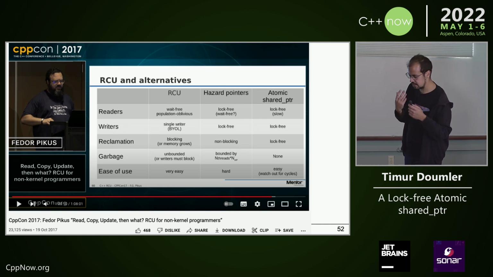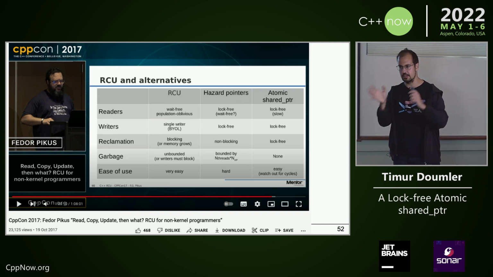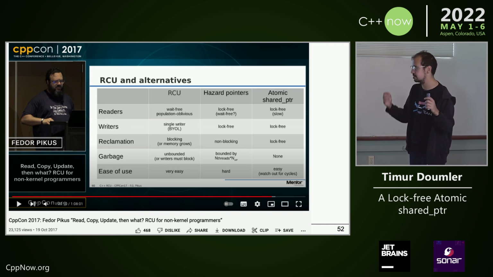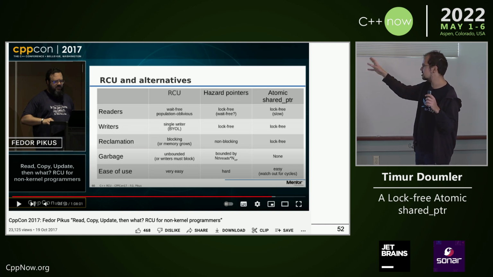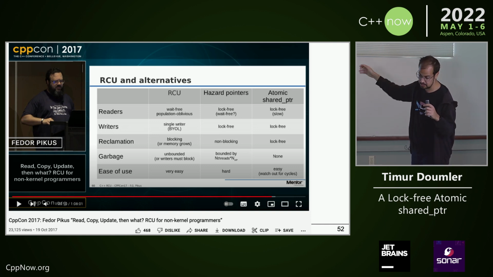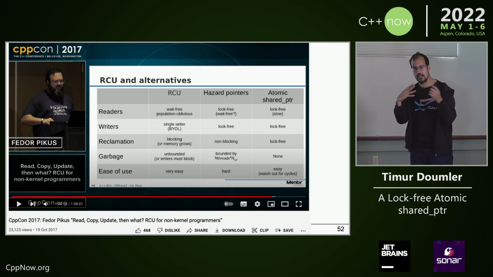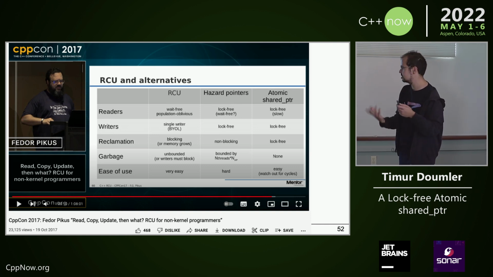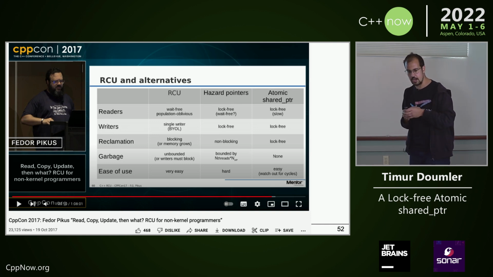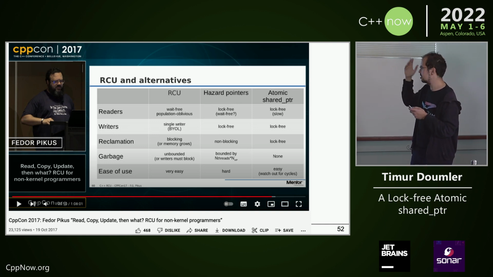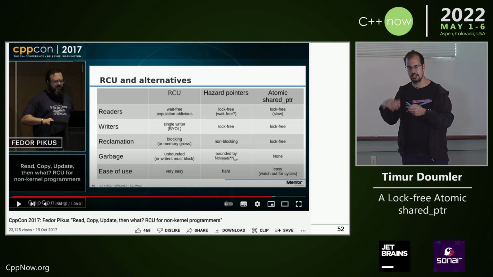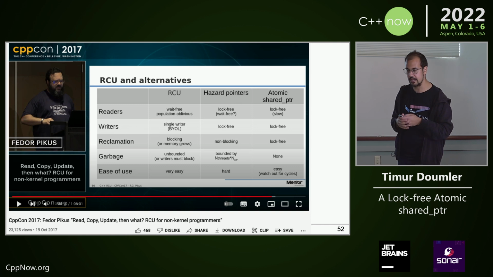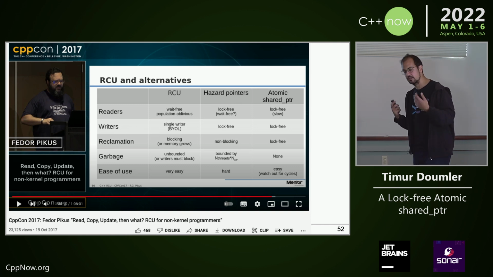And basically he was talking about different building blocks that you can use as a basis for lock-free data structures and lock-free algorithms. He was saying that you basically have RCU, you have hazard pointers, you have atomic shared pointer, and they all have different trade-offs and different properties, and you might want to choose one or the other depending on what problem you're solving. He was also emphasizing this idea that an atomic shared pointer is one of those basic building blocks for lock-free algorithms that you might want to use.